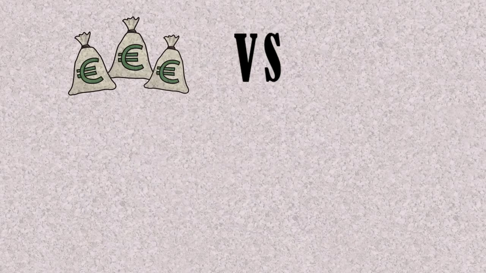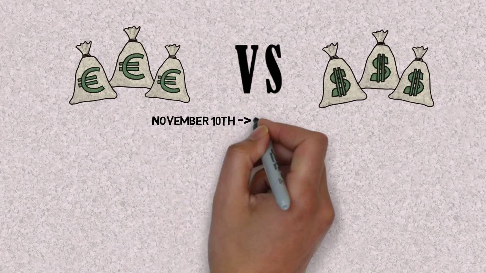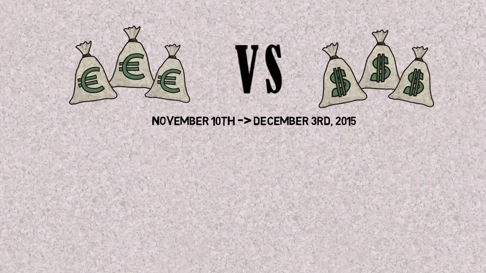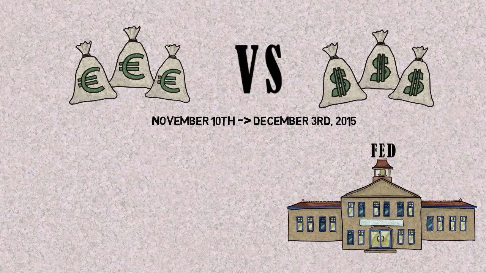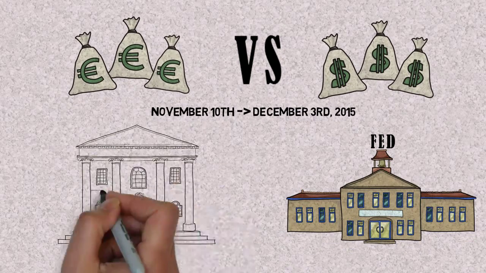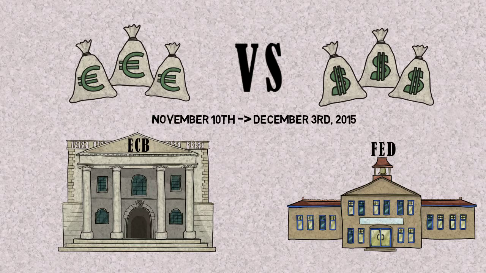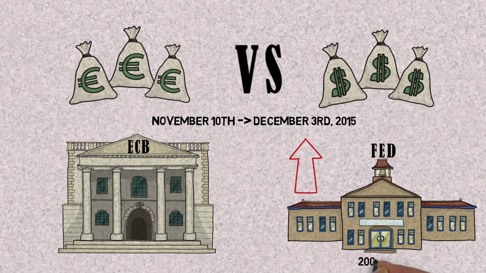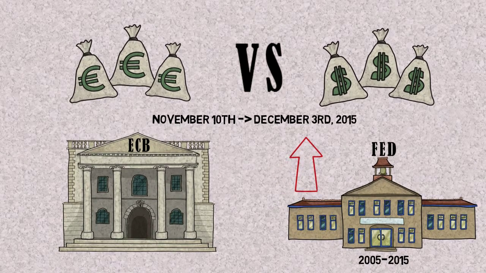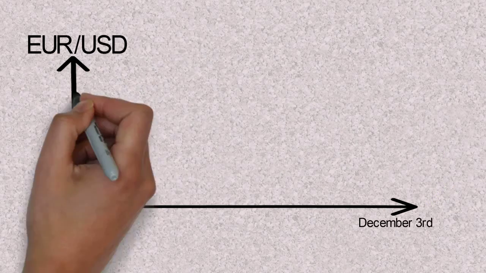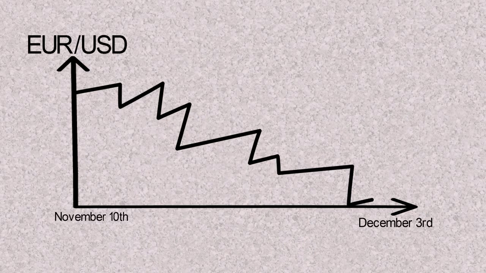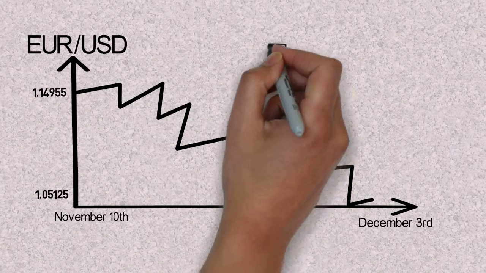For example, Euro versus USD. In the period from November 10th to December 3rd, 2015, this pair witnessed the monetary divergence between the US Federal Reserve and the European Central Bank. While the Fed wanted to raise interest rates for the first time in almost 10 years, the ECB was widely expected to introduce additional measures to drive rates in the opposite direction. Consequently, the greenback consistently rose against its European counterpart, pushing the pair down almost 1,000 pips in 1.5 months.